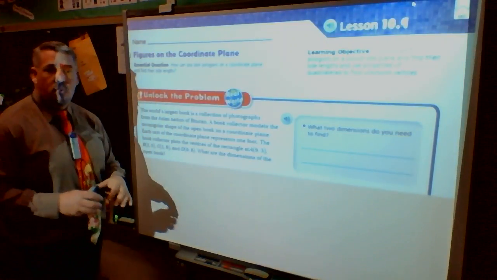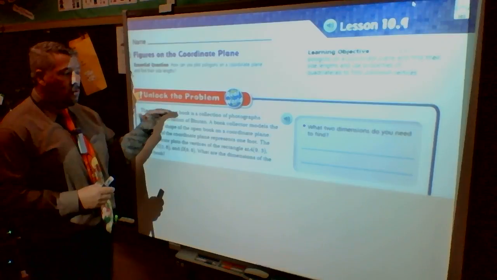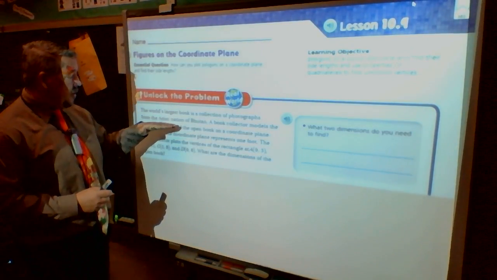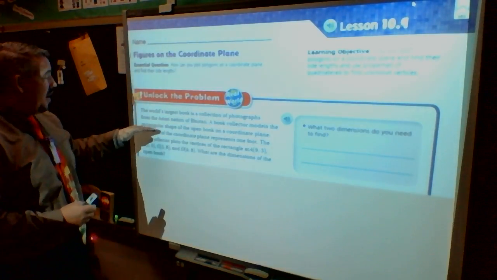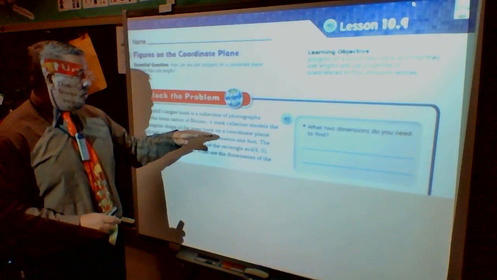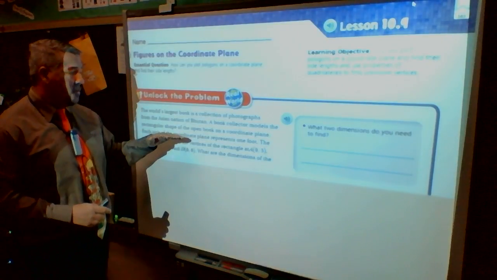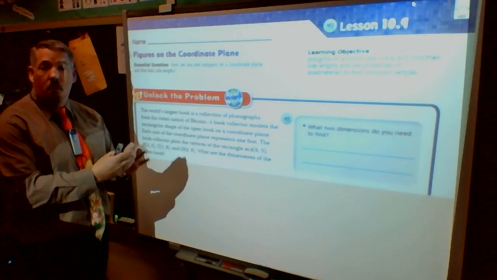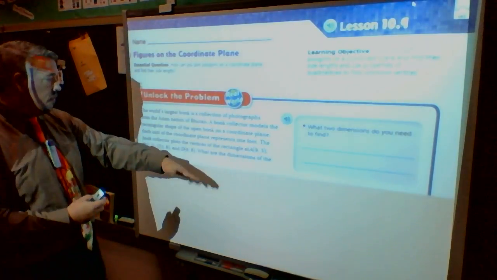So when we get into the situation on this first scenario, it says the world's largest book is a collection of photographs from the Asian nation of Bhutan. A book collector models the rectangular shape, so we know we're dealing with a rectangle, of the open book on a coordinate plane. Each unit of the coordinate plane represents 1 foot. So once again, we have units in the coordinate plane, but now they're telling us that it actually has another unit of measurement, which is feet.